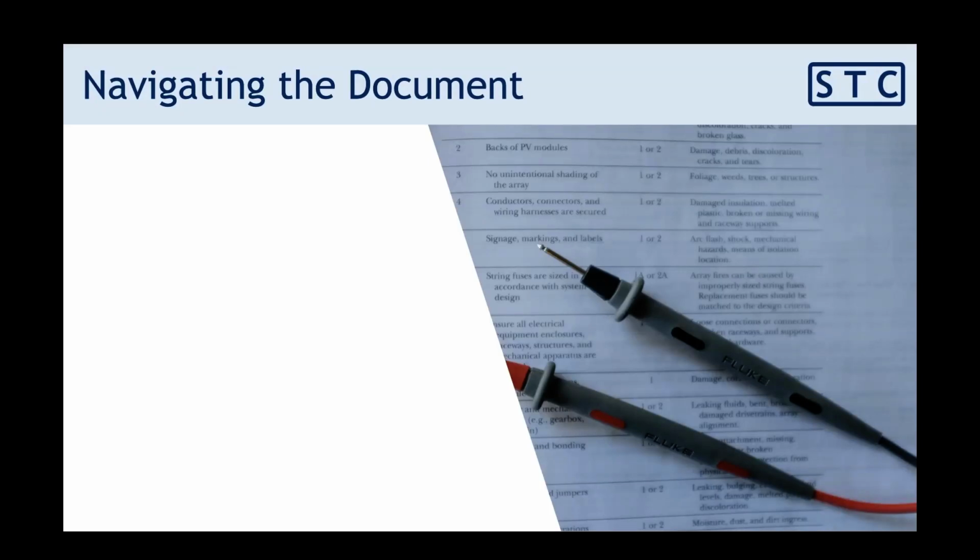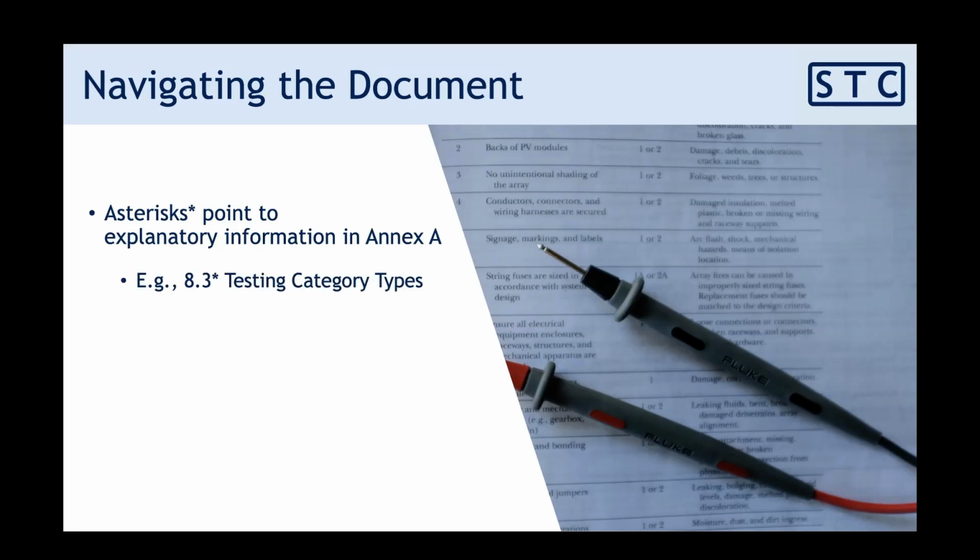Lastly, when we're navigating the document, there's going to be some pointers in there that can be really helpful if you understand what they mean. First off, if we have asterisks, those are going to point to explanatory information in Annex A. So here's an example, 8.3 asterisk testing category types. There's more information on this in the explanatory Annex A.